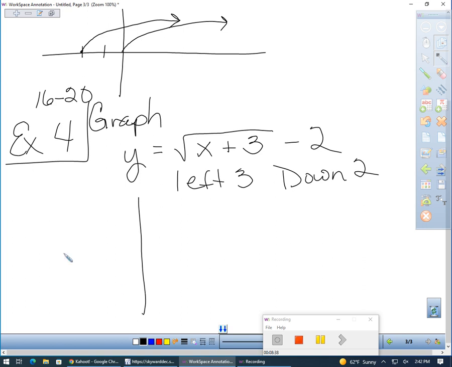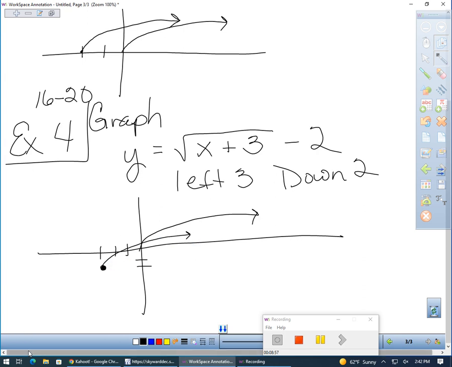All right, so now here's my graph. My original one was here. Again, you don't have to draw the original. But from the origin, I'm going to go left 3, down 2. My curve is going to start right here, and I just want you to sketch my curve. How are we doing? All right.